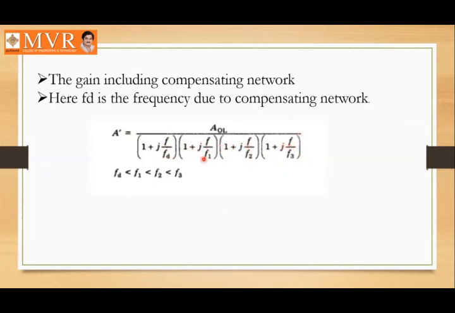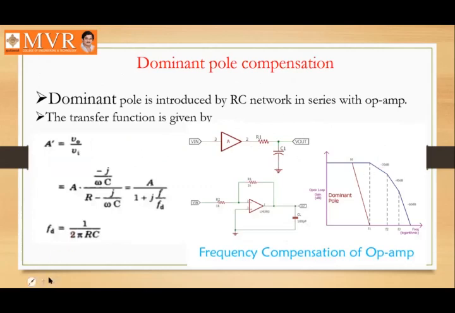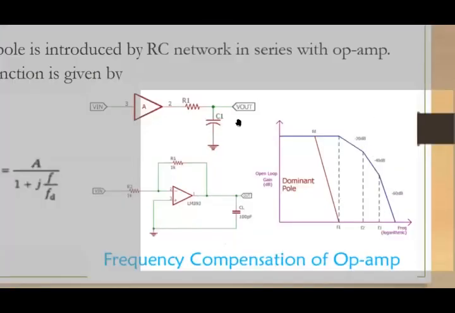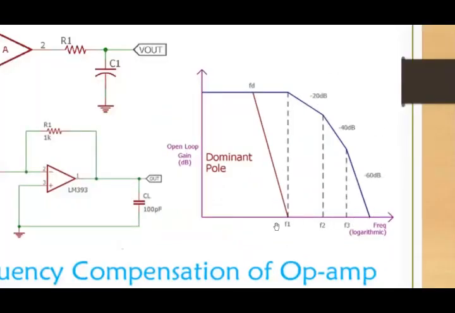Along with these three corner frequencies, we are going to use another RC network that compensates our op-amp operation, such that it provides the response like this. So this is the gain frequency response for the dominant pole frequency compensation technique. Here you can see one thing: fd is going to pass at f1.